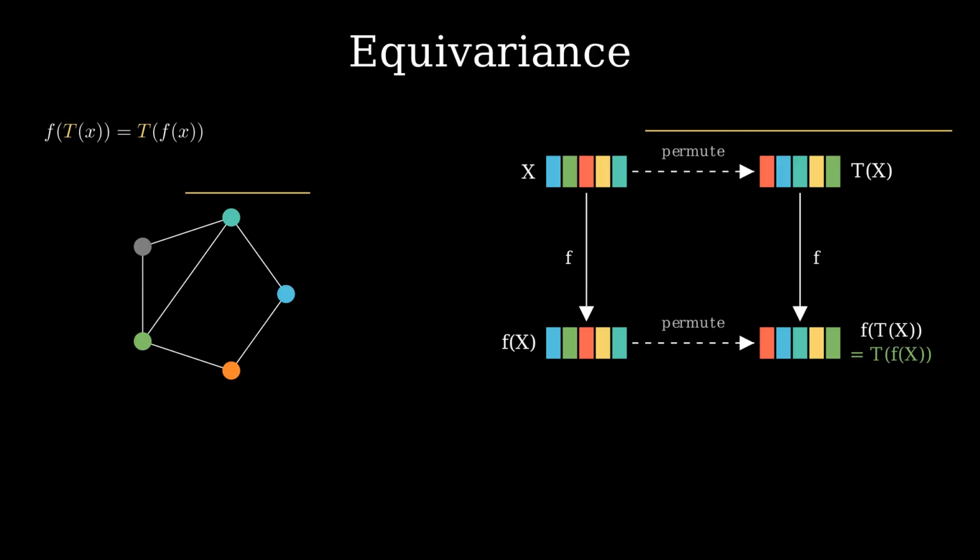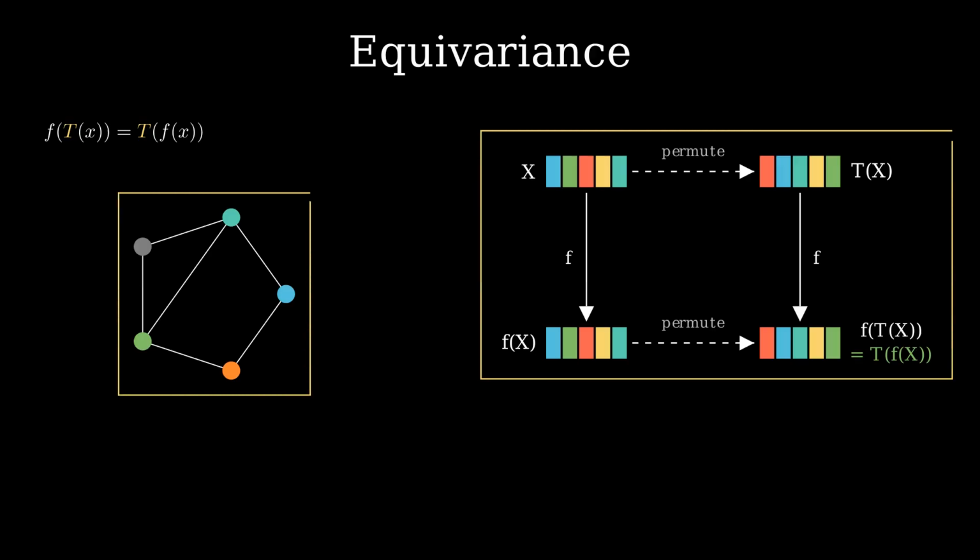This is why equivariant functions are so powerful for graphs and point clouds. Whatever permutation you apply to the input will show up, unchanged, in the output. The network structure and the symmetry are perfectly synchronized.